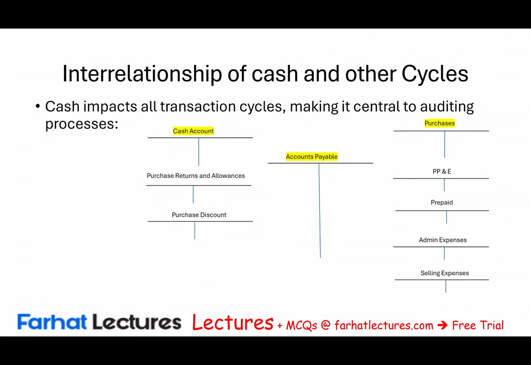Same thing with the purchasing and accounts payable cycle. When we purchase via cash, cash goes down. When we purchase on account, first accounts payable goes up, then we pay off the balance, accounts payable goes down, and cash goes down. When we pay for our administrative expenses, expenses go up, cash goes down. When we pay for the selling expenses, expenses go up, cash goes down. When we purchase prepaid, the same. So notice cash is involved in all our purchases or our acquisitions.